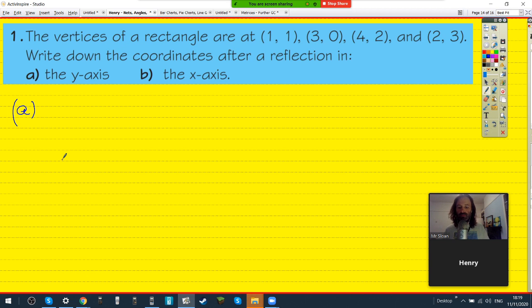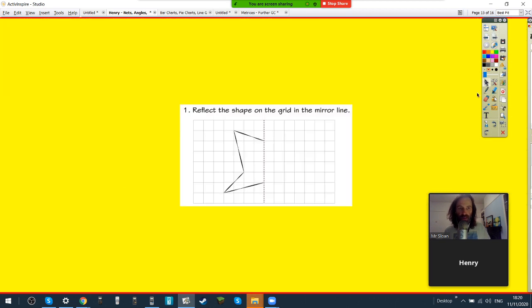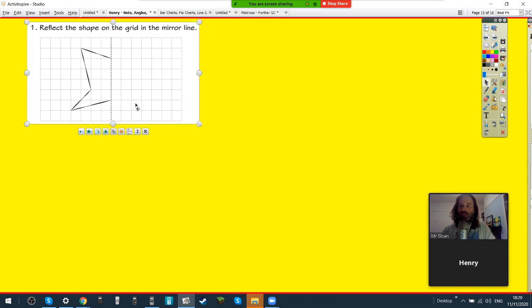For the y-axis, it's -1 and 1, -3 and 0, -4 and 2, -2 and 3. And then for the x-axis, it's 1 and -1, 3 and -3, and then 4 and -2, and then 2 and -3. It's really easy. I agree. How about this?